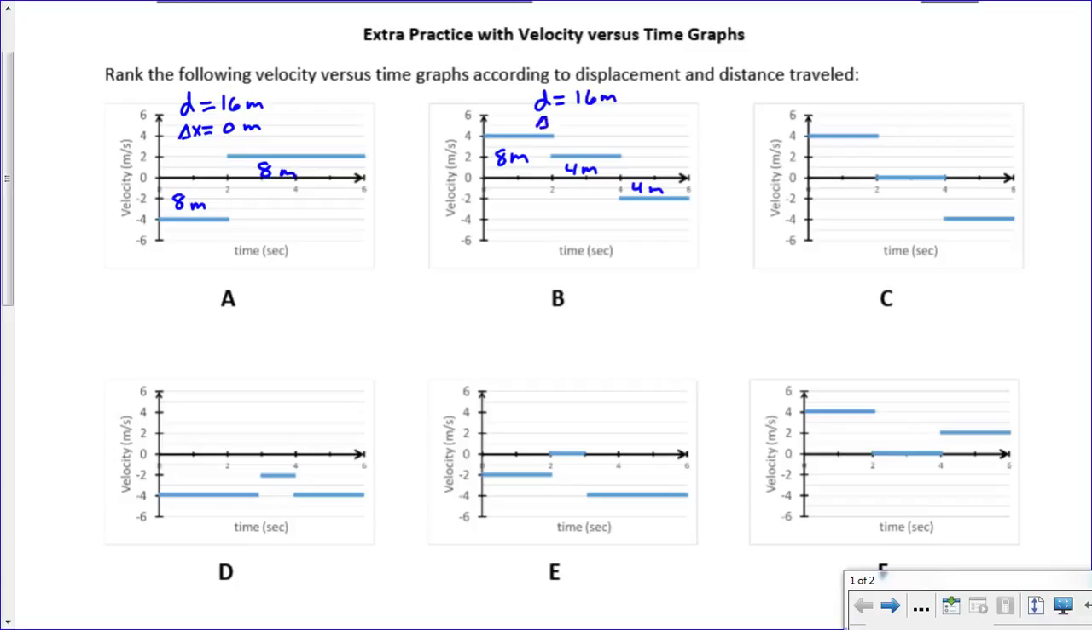For the displacement, though, the change in position, we have to take the ones that are positive and subtract away the ones that are negative. The first 2 sections there, the 8 and that first 4, the ones that are above the axis, are positive, so that adds to 12. But then we subtract 4 because there's the 4 meters below the axis that's going in the negative direction. And so 8 plus 4 minus 4 ends up giving you 8 meters.